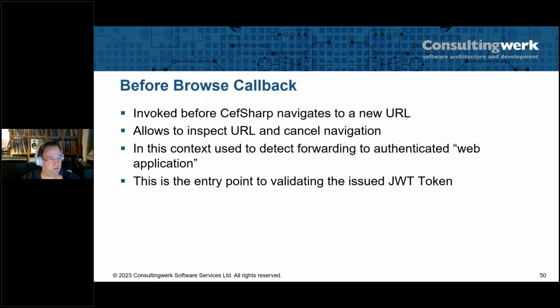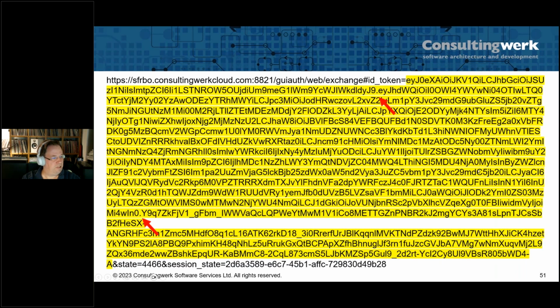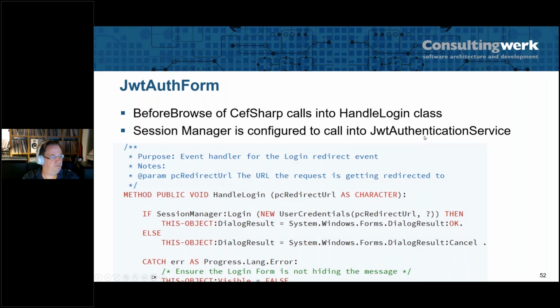That is then the entry point for us to validate the issued JWT token. So that's basically what I had done live earlier. So I look at the forward URL, I take the JWT token out there, and that's just a little bit of string manipulation.